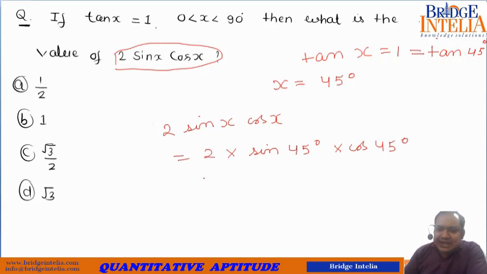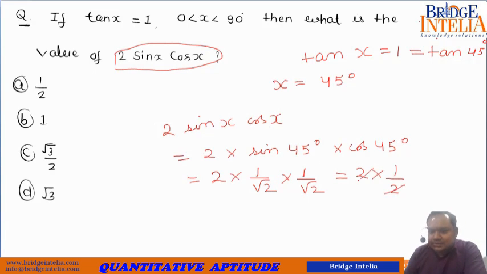These are standard angles, the values for which should be known to you. So 2 into sin 45 degrees, which is 1 by root 2. Similarly, cos 45 degrees is also equal to 1 by root 2. So this becomes 2 into 1 by 2. Ultimately these 2s cancel each other out, and the answer is 1. So this is the correct answer.